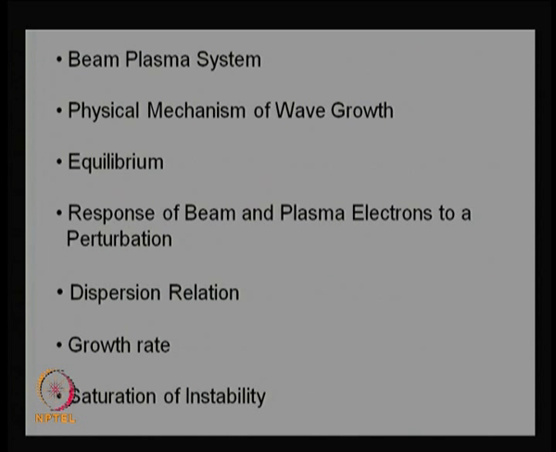I would like to begin today by describing a simple beam plasma system. Then, in such a system, what is the physical mechanism of growth of a wave? We shall discuss that. Then, when we begin the solution of Maxwell's equations, the equation of motion and the equation of continuity, we have to start with an equilibrium. So, we shall describe an equilibrium and then use perturbation theory to obtain plasma response and beam response to an electrostatic wave. We will deduce a dispersion relation and obtain the growth rate, and if time permits I will discuss the saturation of instability.